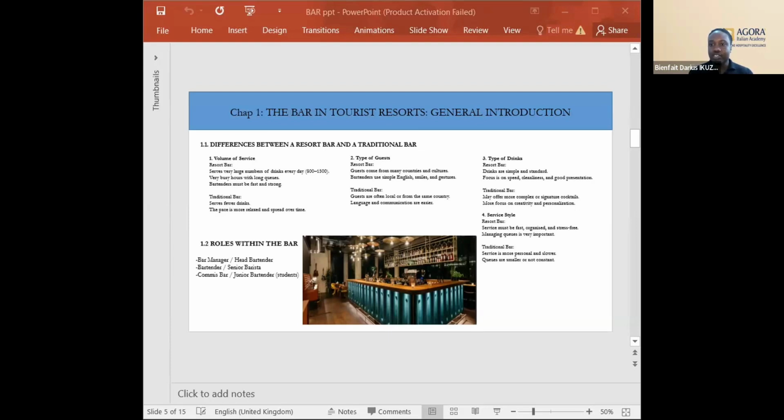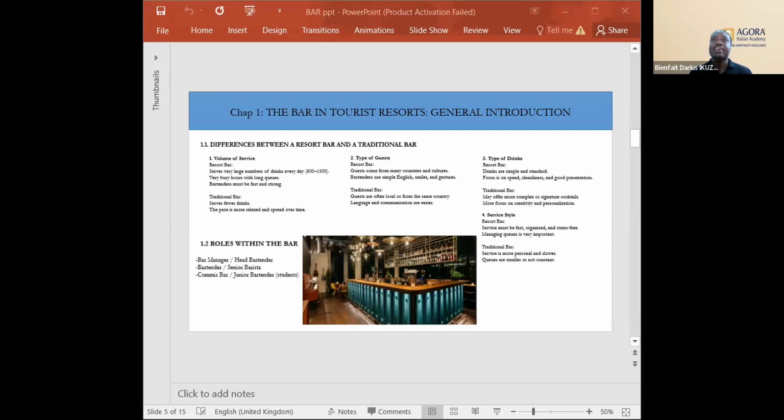And the last difference between those two types of bars is the service time. So at the resort bar, the service must be fast, to be honest, because you've seen that we give 150 to 250 drinks per hour. So we really have to be fast and organized.